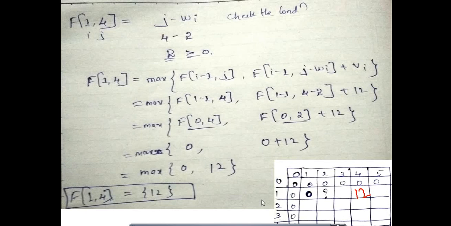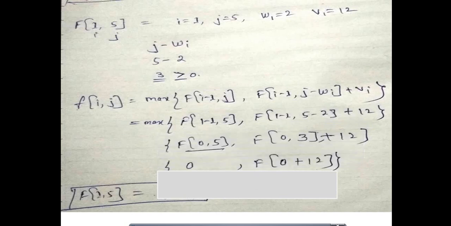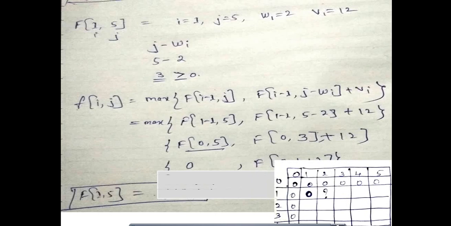Okay, so in this way we have to calculate all the values. Now you have to calculate 1 comma 5. You just write this down. I will play this video.